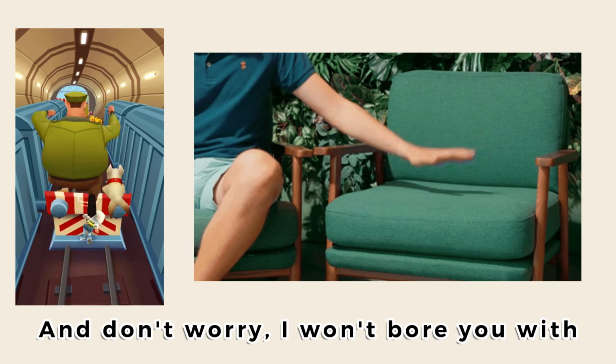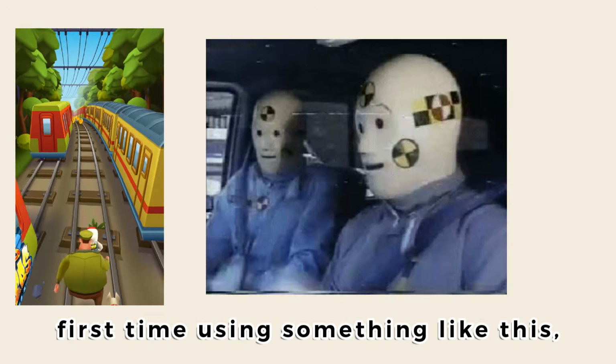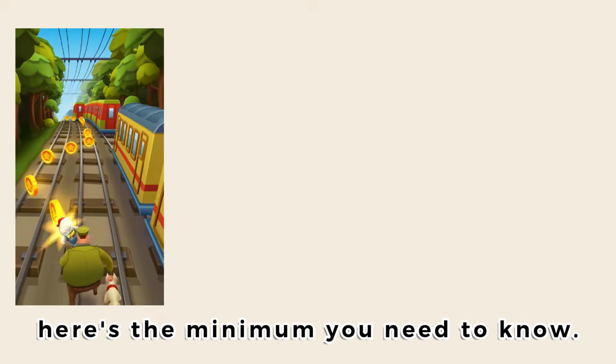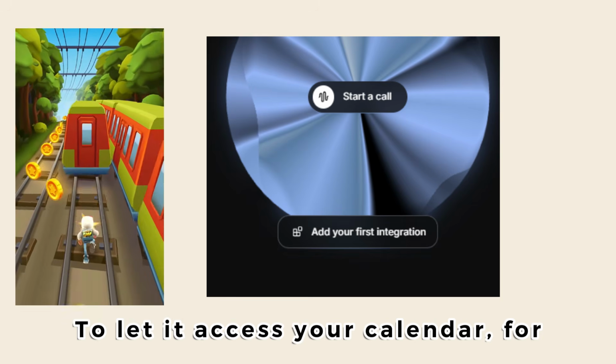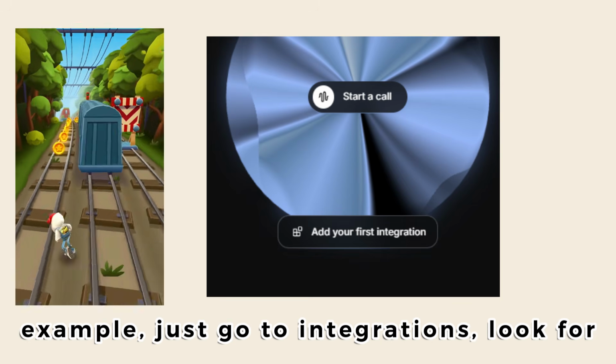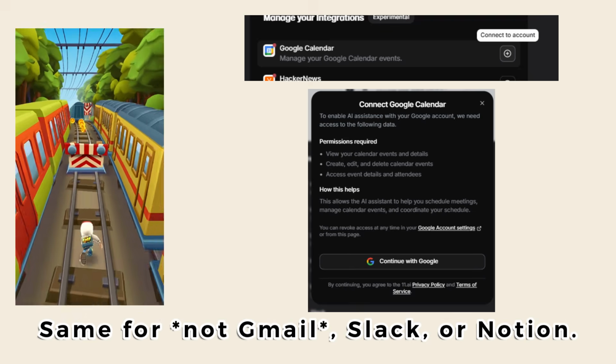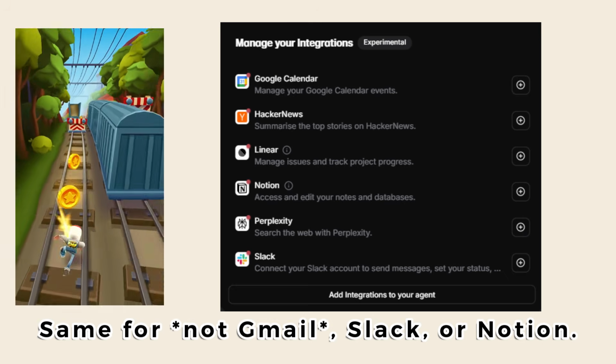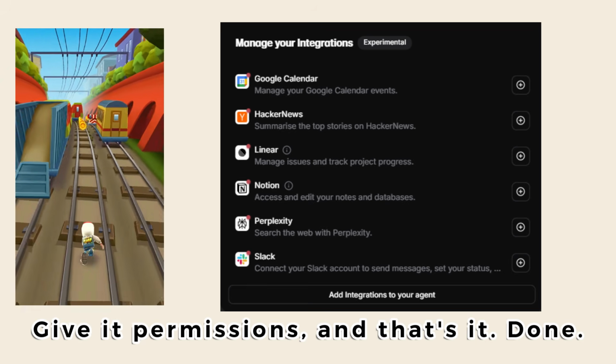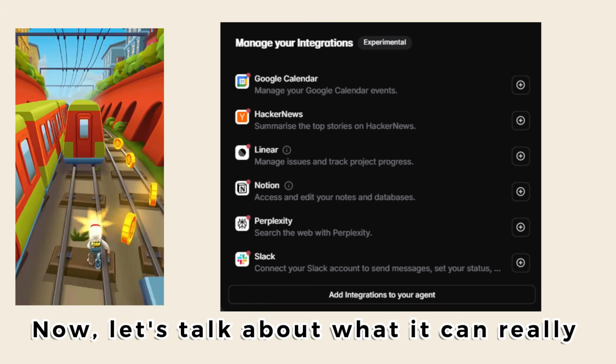And don't worry, I won't bore you with basic stuff, but just in case this is your first time using something like this, here's the minimum you need to know. To let it access your calendar, for example, just go to Integrations, look for Google Calendar, and connect your account. Same for Gmail, Slack, or Notion. Give it permissions, and that's it. Done. Now, let's talk about what it can really do.